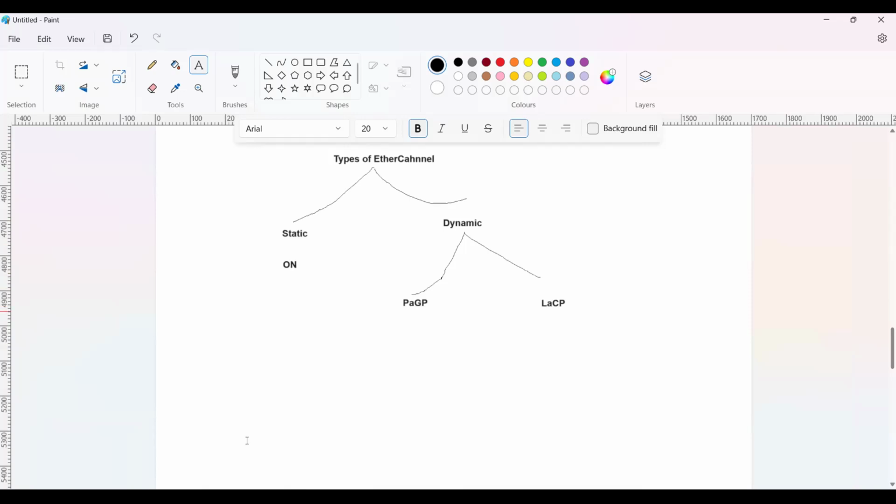PAgP is a Cisco proprietary protocol. This one is Cisco's. And LACP is an open standard. Open standard means it works with different vendors, like HP, Aruba, Palo Alto, apart from that. But PAgP will work on Cisco only. PAgP is Cisco proprietary.